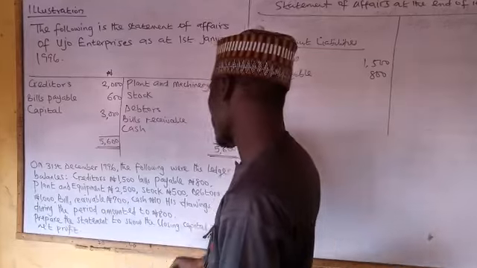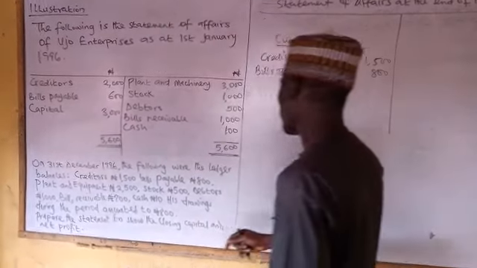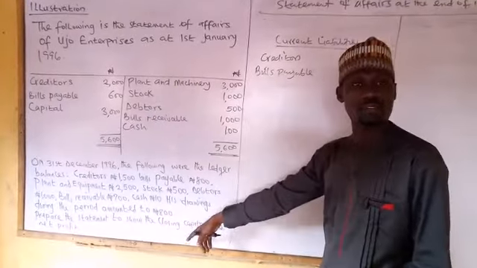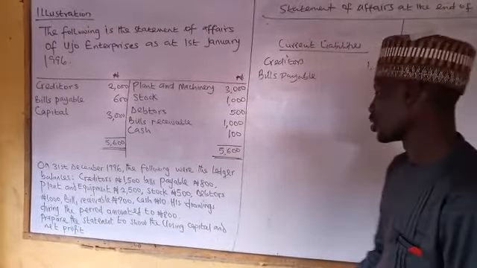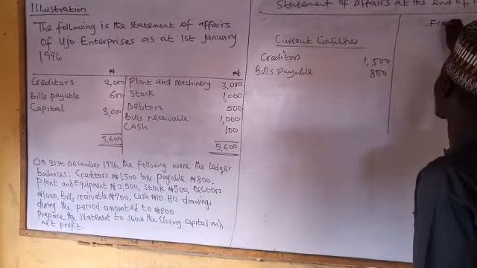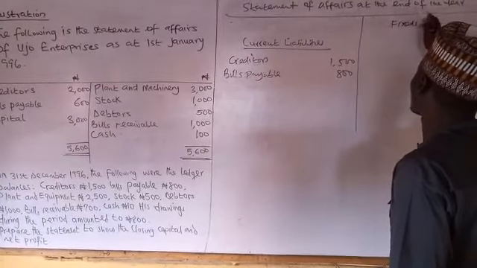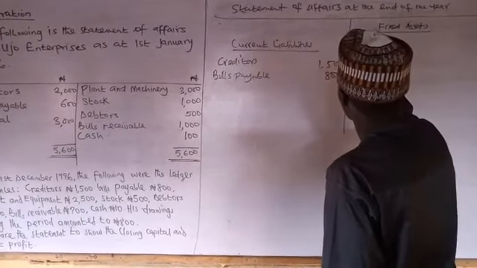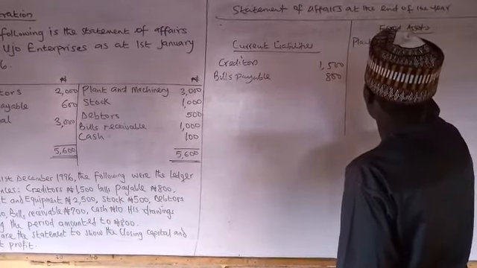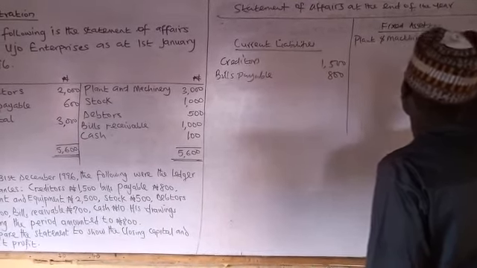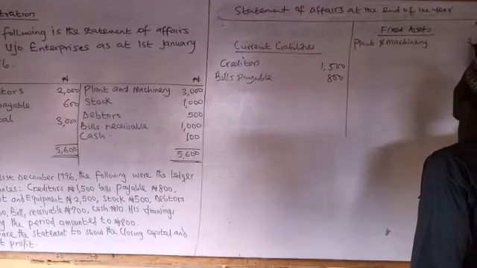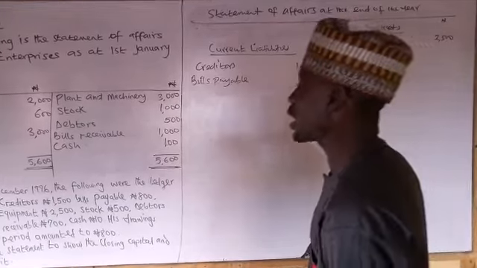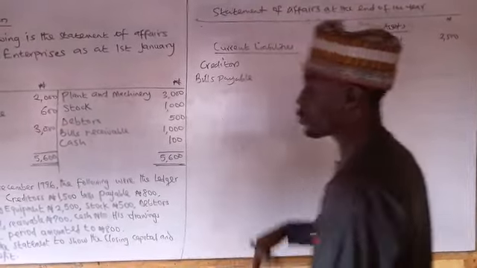Then plant and machinery, 2,500 naira. The plant and machinery has been depreciated, because it was 3,000 naira at the beginning of the year, but at the end of the year it was 2,500 naira. Fixed assets: plant and machinery, 2,500 naira. The stock is 500 naira. The stock at the beginning of the year was 1,000 naira. It means they have sold some goods.